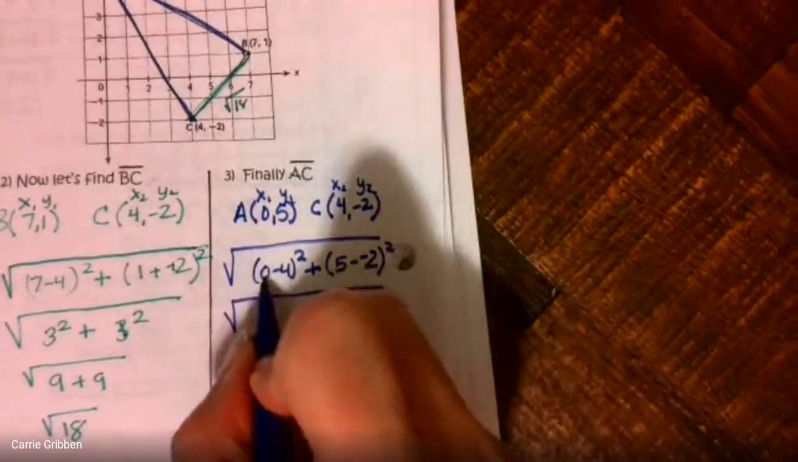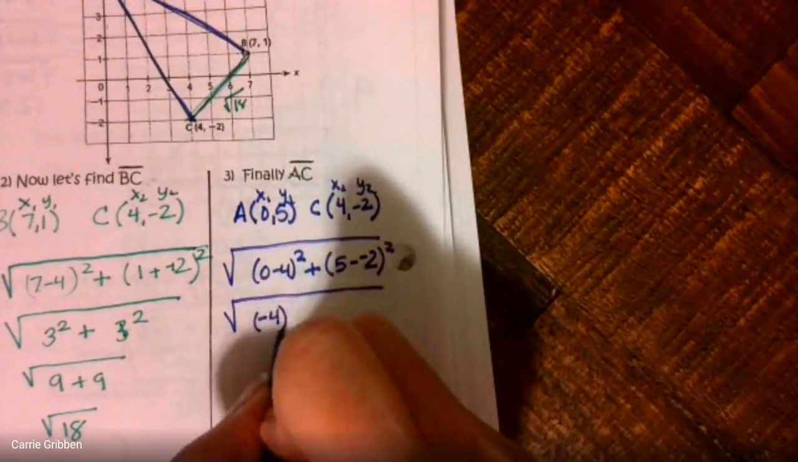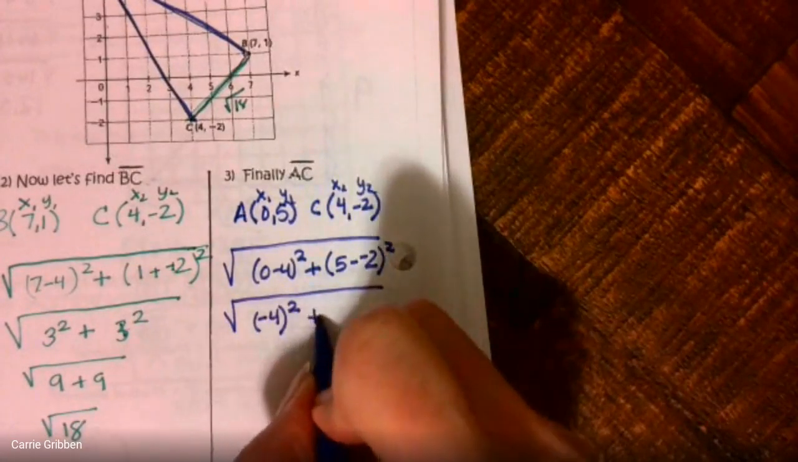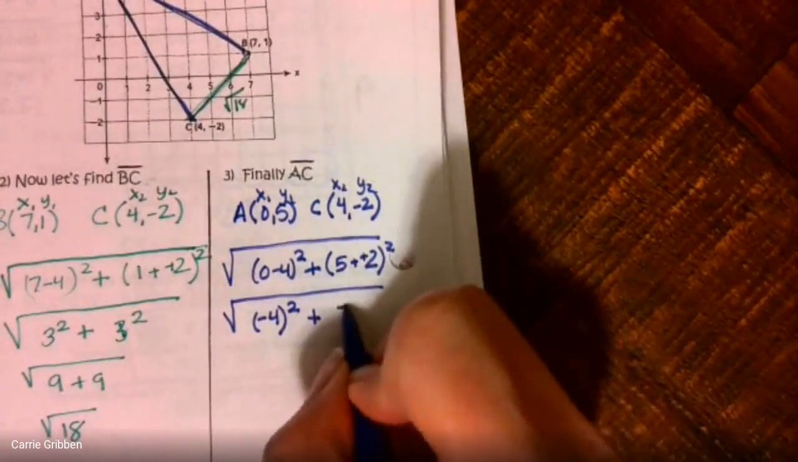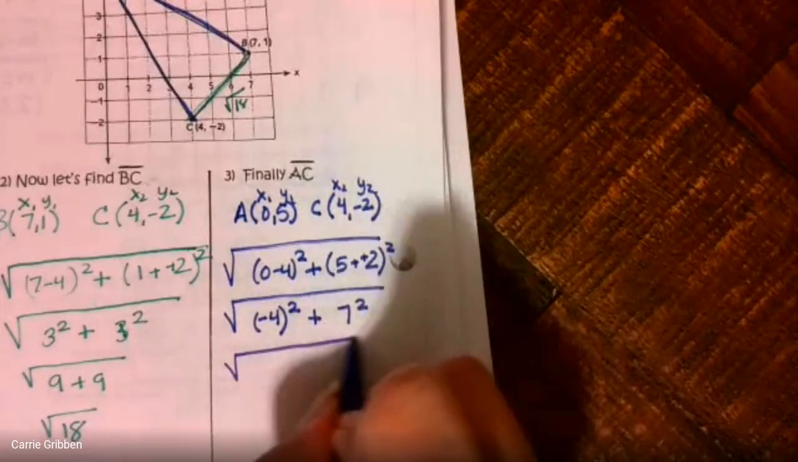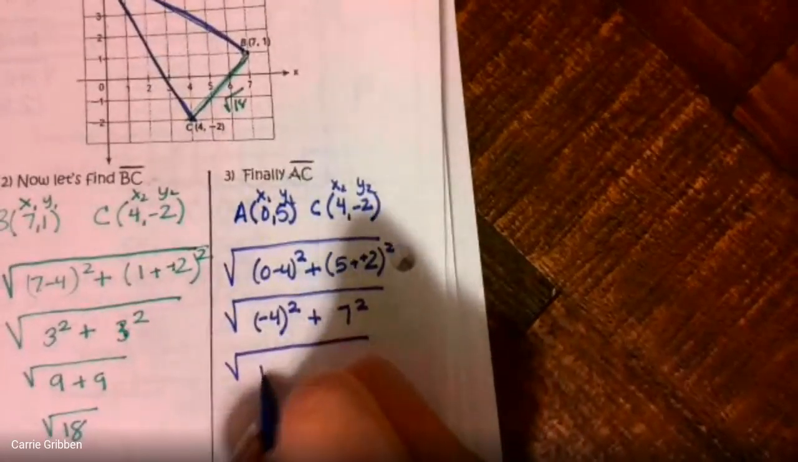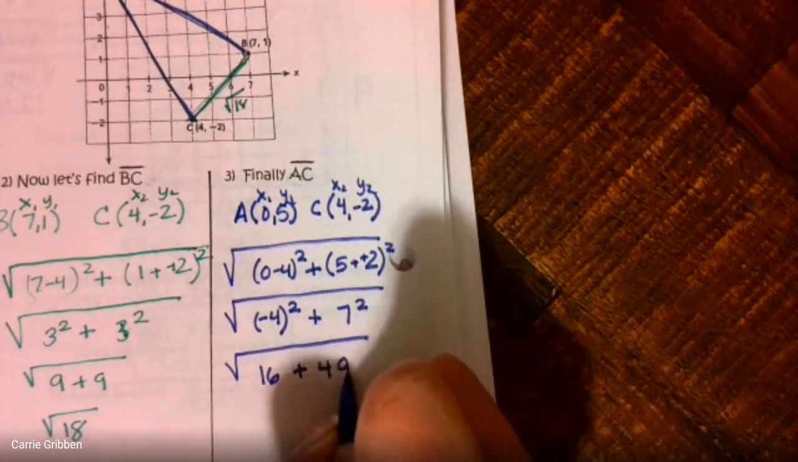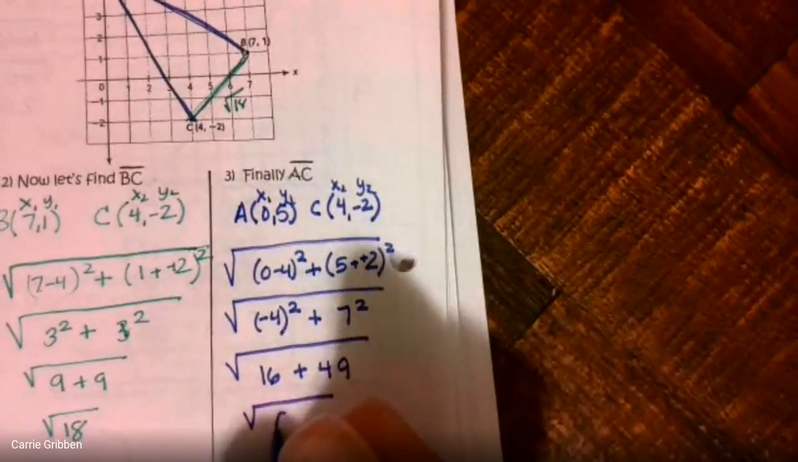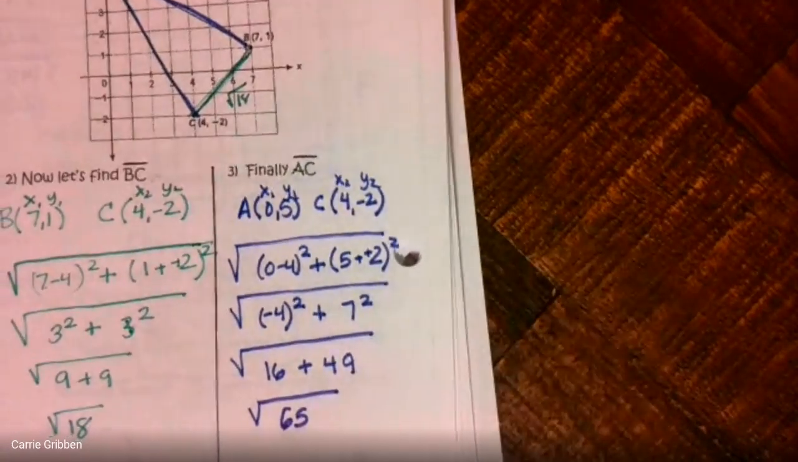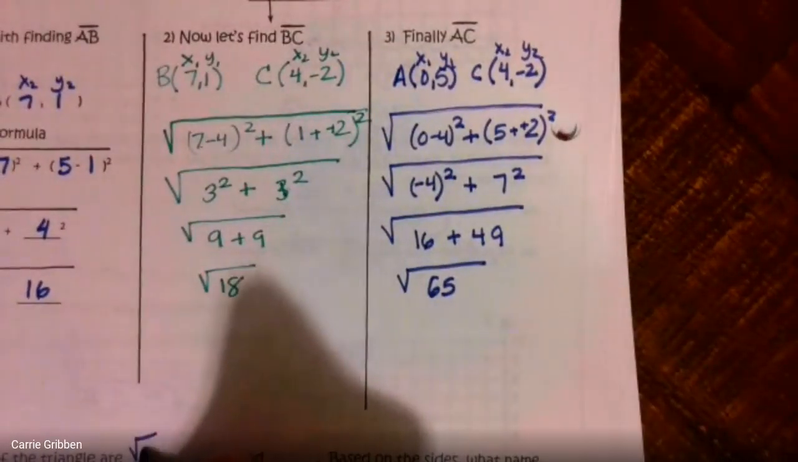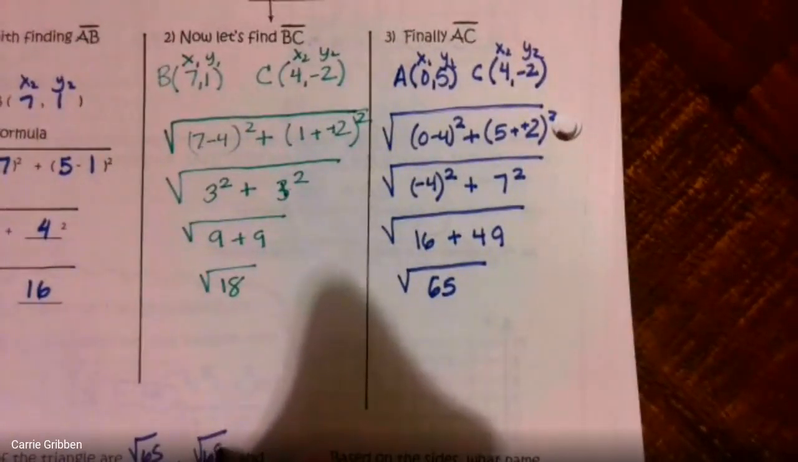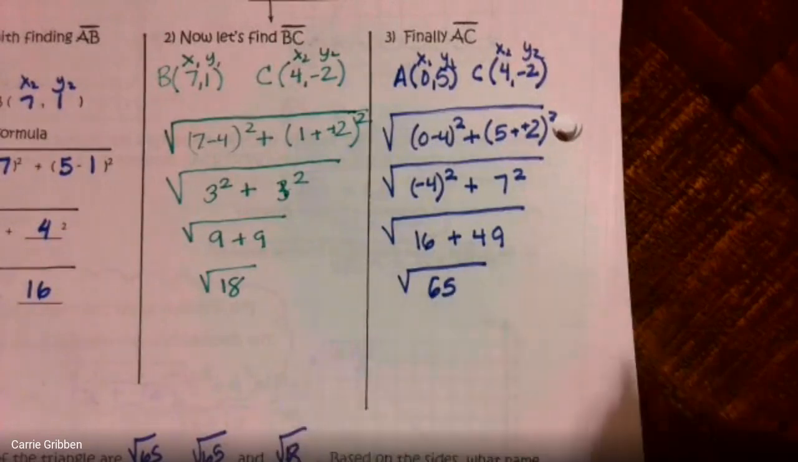So giant square root, 0 minus 4 is negative 4, but I'm going to put that in parentheses so I don't forget that the negative is going to disappear. 5 minus negative 2 becomes 5 plus 2, which is 7 squared. Don't forget about that. Negative 4 times negative 4 is 16 plus 49. Hey, that's almost the same as the first one, so I know that's 65. So based on that, you got 65, 65, and 18. Square root of 65, square root of 65, square root of 18 are the sides.